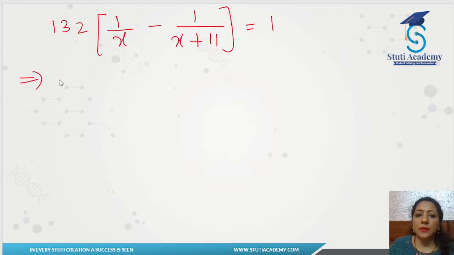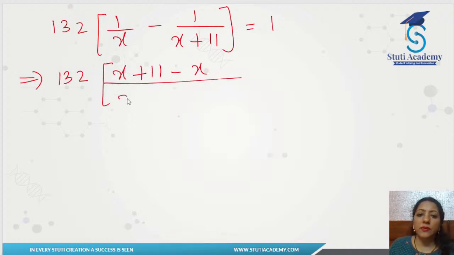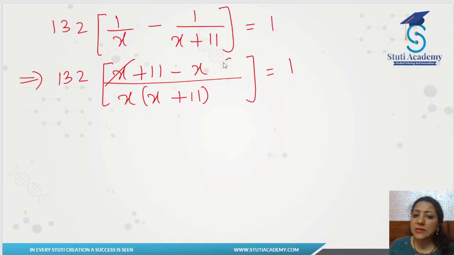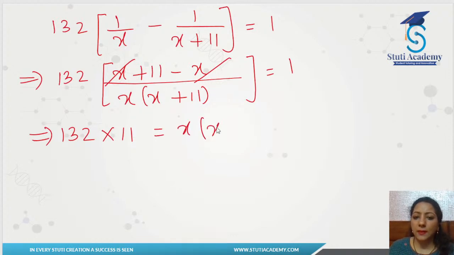We'll take the LCM here. So when we take the LCM, we will get x plus 11 minus x here. And then we will get x into x plus 11. That is equal to 1. Now x and minus x will get cancelled in the next step. And we will get 132 into 11. And this denominator we can take on the right hand side. We can multiply it with 1 and it will remain the same.